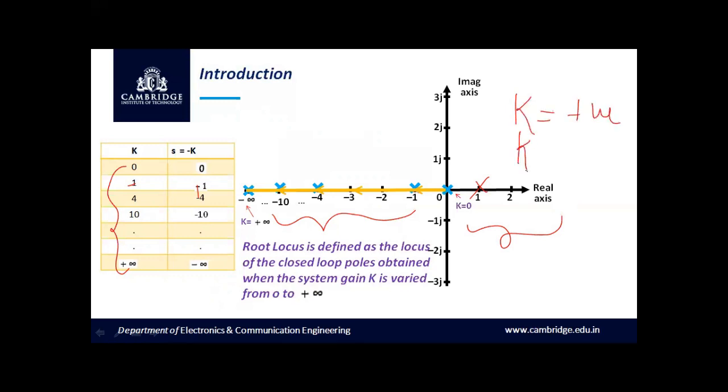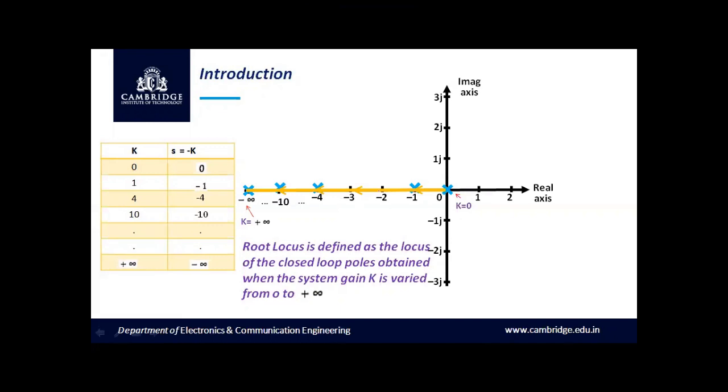And for all negative values of k, the system becomes unstable. Let us discuss the angle and the magnitude conditions, which are the most important criteria for root locus analysis.